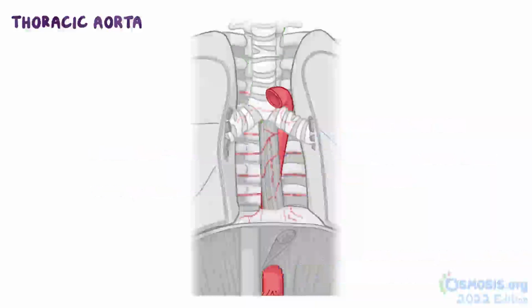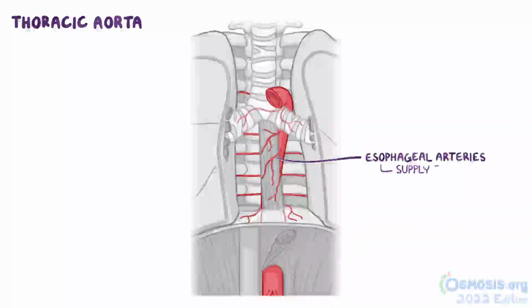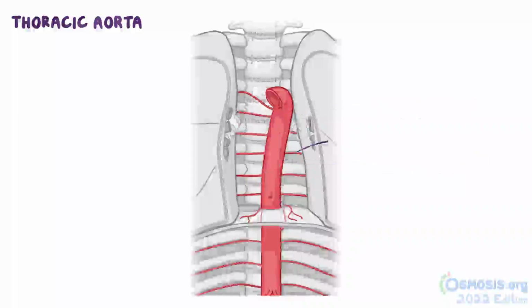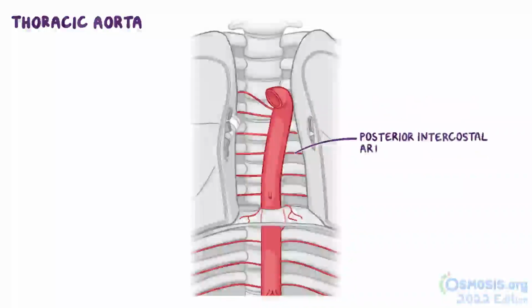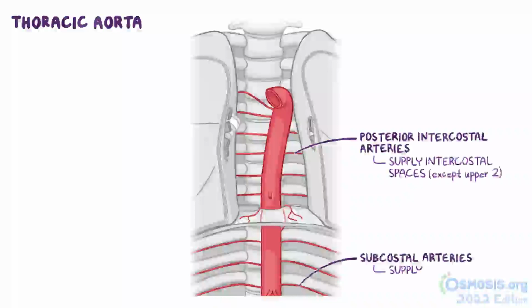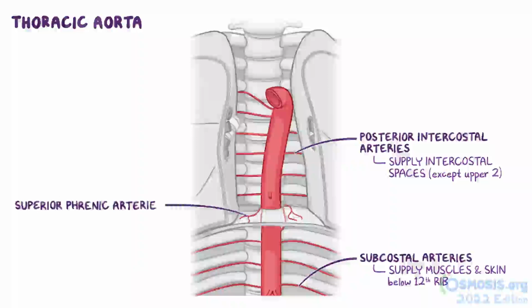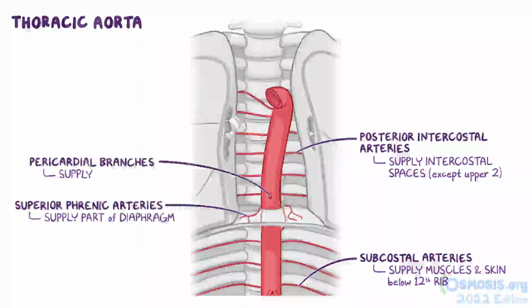The vascular branches of the thoracic aorta are the esophageal arteries, which supply the esophagus, the bronchial arteries, which supply the lungs, the 9 pairs of posterior intercostal arteries that supply all the intercostal spaces except for the upper 2, and the subcostal arteries which supply the muscles and skin below the 12th rib. Other branches include the superior phrenic arteries, which supply part of the diaphragm, and pericardial branches, which help supply the pericardium.